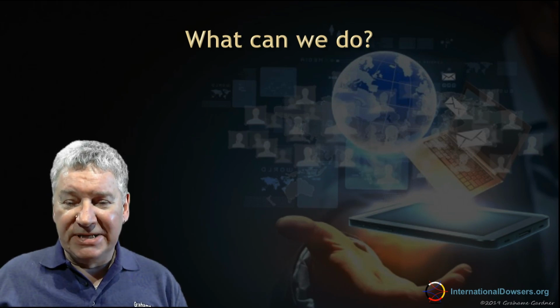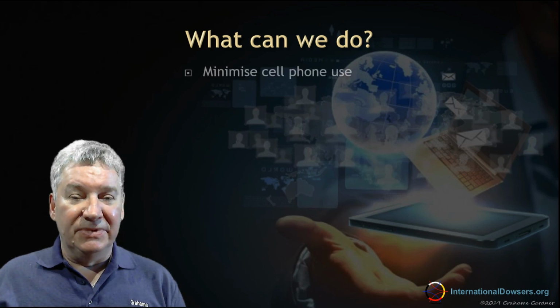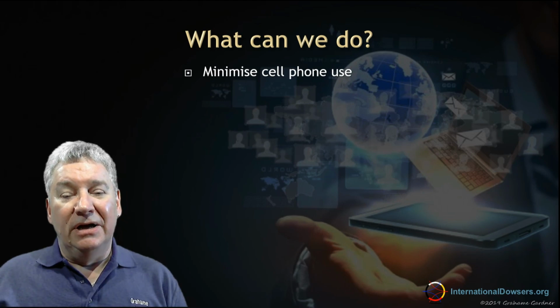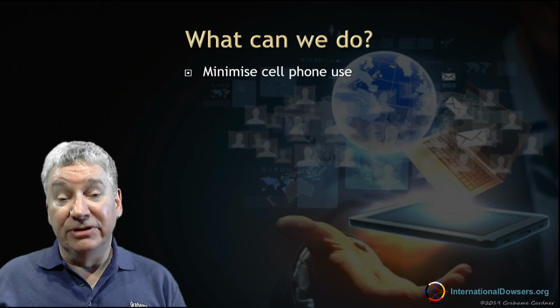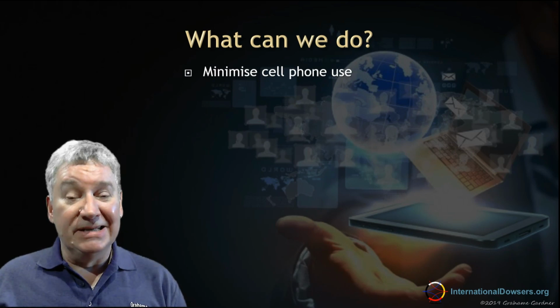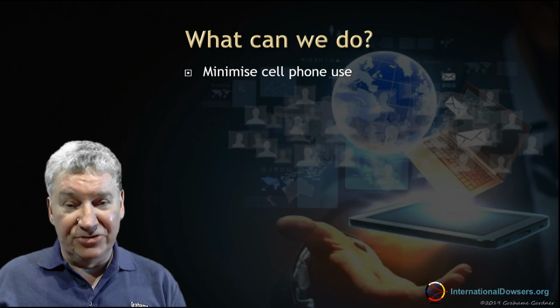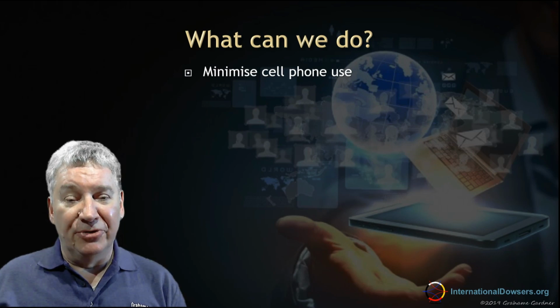So what can we do to protect ourselves? Well, there are some basic steps. First of all, minimize your cell phone use as much as possible. You can do a lot to minimize your exposure by not putting the phone to your ear until you hear it ringing. That will cut down about 90% of your exposure, because when the phone is trying to connect to a mast, it's transmitting at full power. As soon as it makes that connection, it drops down to the lowest power it can.